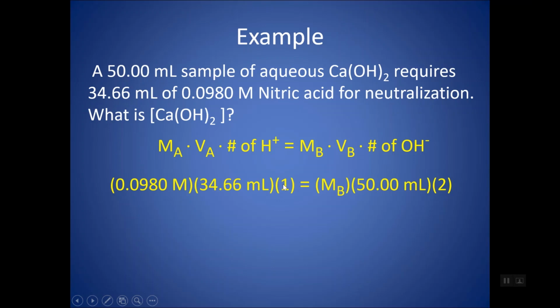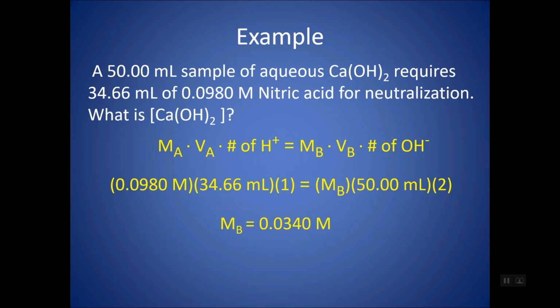And if I plug into this from what's given here, just make sure everything on the acid side goes on the left. There's 1 H+ for nitric acid, so there's a 1 there. I put my volume, I put my molarity. I'm solving for the molarity of the base. I'm given the volume of the base. I'm multiplying by 2 because it's calcium hydroxide. There's 2 OHs, and I can solve for the molarity of the base, and I get 0.034 molar.